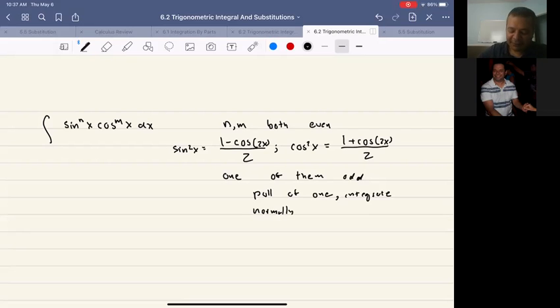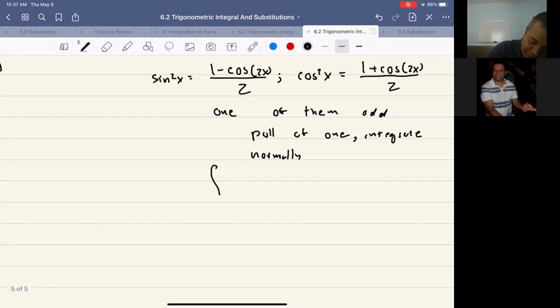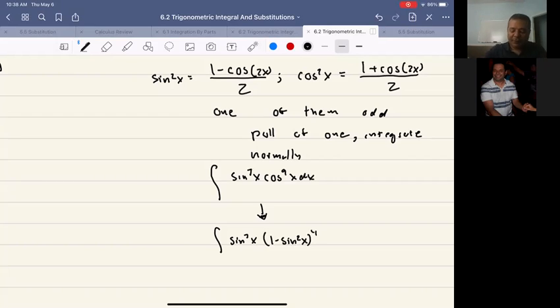Okay, so as an example, let's say we have one like the integral of sine to the 7th of x, cosine to the 9th of x dx. Doesn't matter, we pull off whichever one we want. Let's pull off a cosine. I'm going to write this as 1 minus sine squared of x to the 4th, cosine x dx. And then u is sine x, du is cosine x dx, and go forth and integrate.